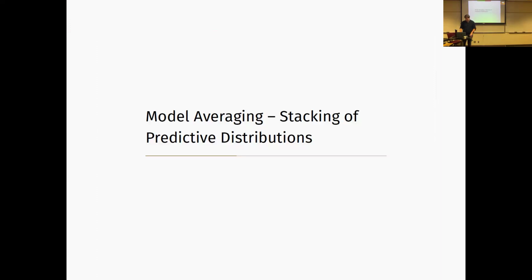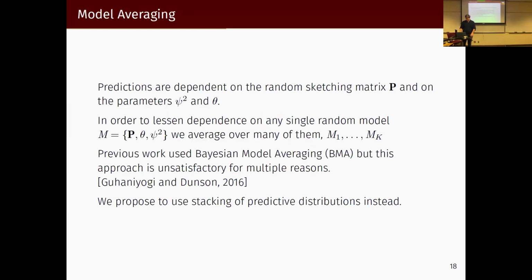Okay, so we need to do model averaging, right? We're going to average over K many different random sketching matrices. So the predictions, like I've said, are dependent on the sketching matrix P and on the parameters in the Bayesian model. And in order to lessen dependence on any single random model, we're going to average over K of them. Previous work used Bayesian model averaging, but I'm going to argue that this is not a satisfactory way to go about model averaging. And instead, we're going to use stacking of predictive distributions, which is a technique that people know about, and I should have a citation.